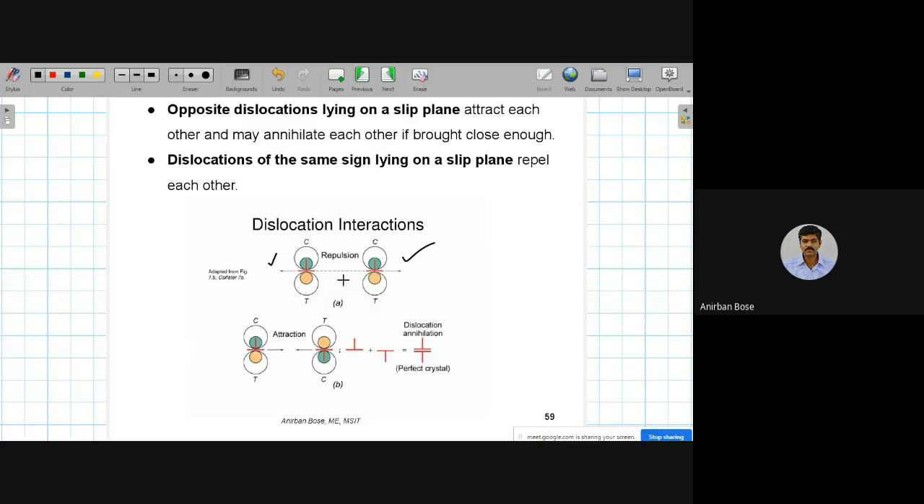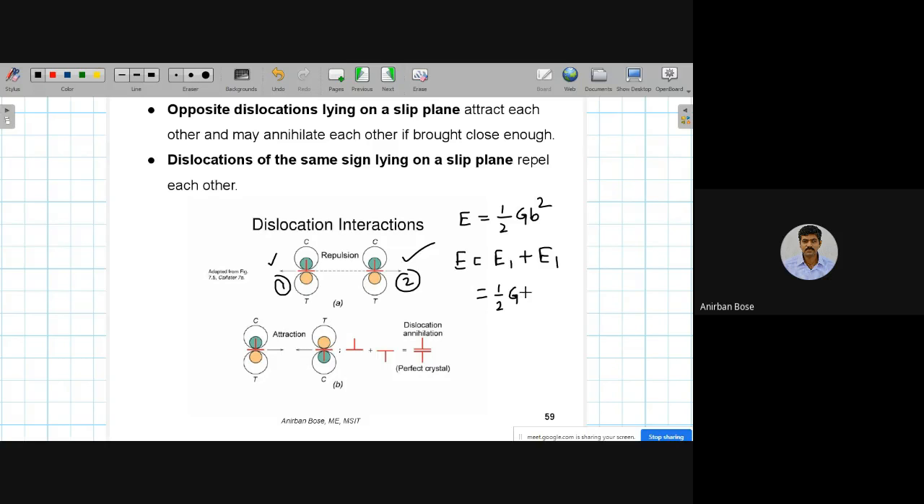Why? We can easily show this phenomenon with the expression we have seen for the energy per unit length associated with a dislocation, which is half into G into b square. Now let us consider these two dislocations staying separately. In that case, what is the total amount of energy associated here? We can write this E as a summation of the energy associated with 1 and 2.